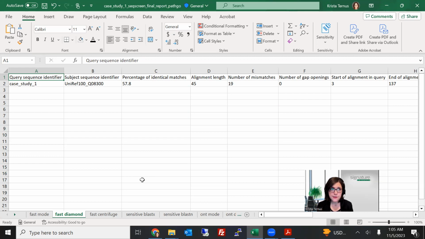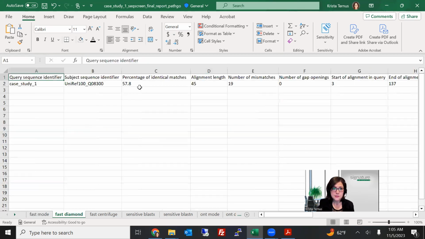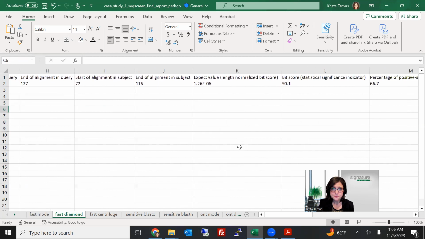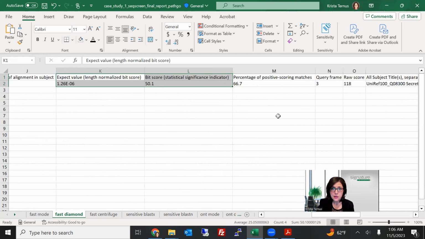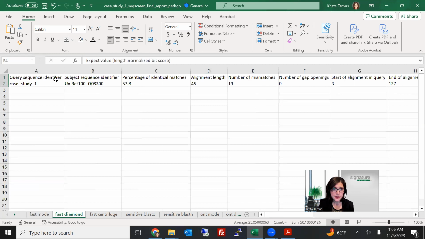The 0.578 number that we were talking about previously, which I said looked strange, is the confidence for this being yeast, and it was really weak. That is reflected here. Other things that you might pay attention to include the E value and the bit score. These are all significance indicators. So that's our Diamond output.